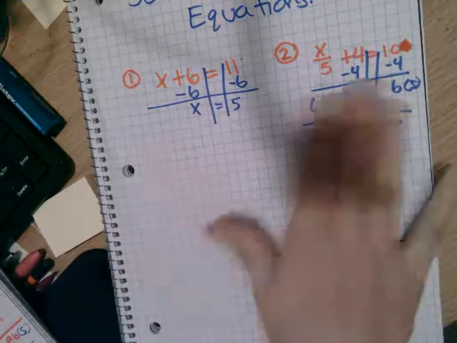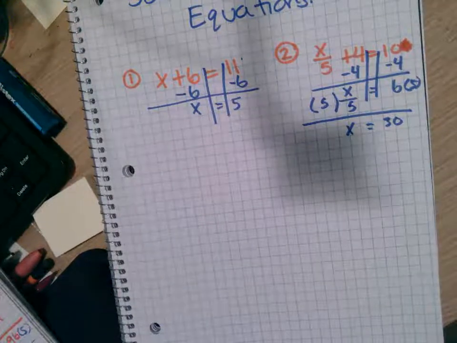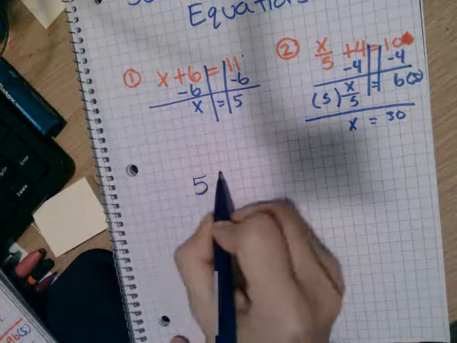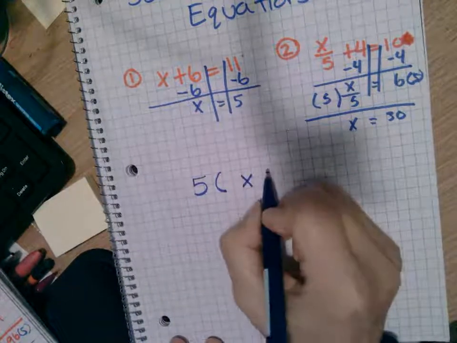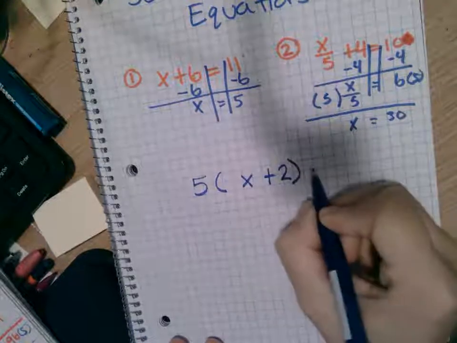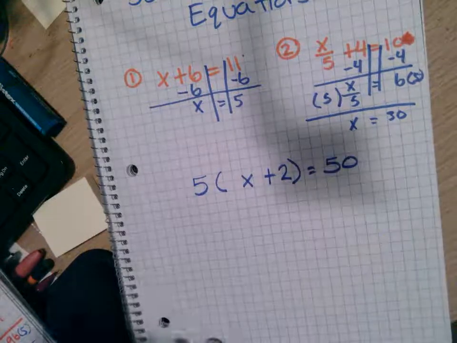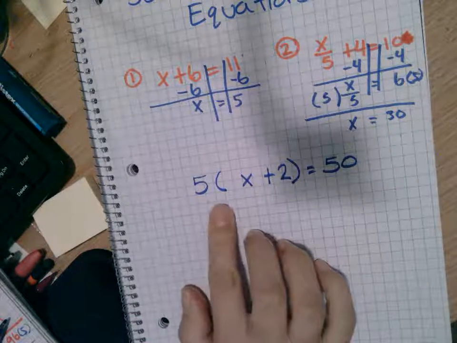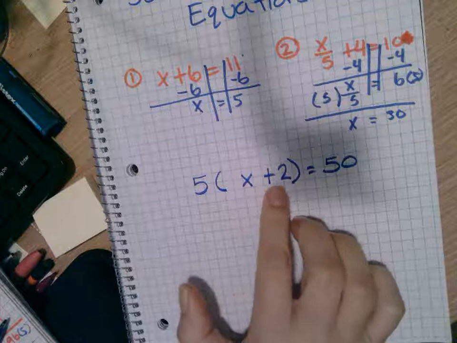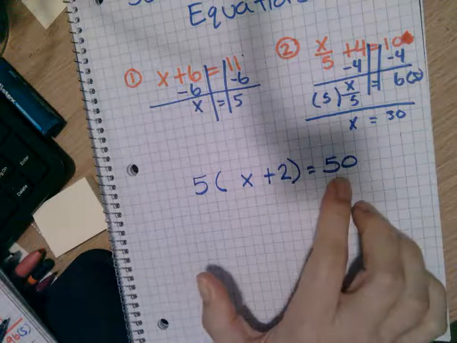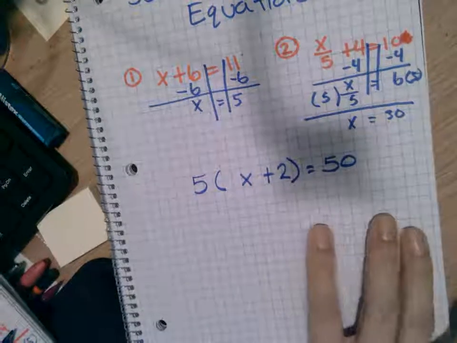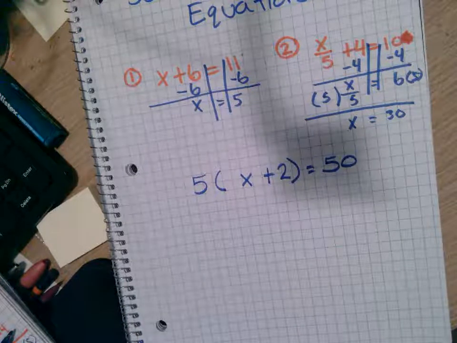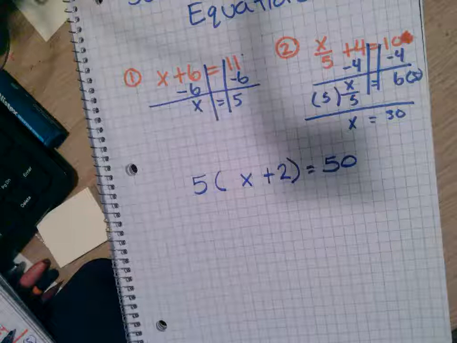All right, so this is what I taught you. Today, I'm going to teach you something new. So, ready or not, here it comes. All right, so everybody, let's write this equation down. This equation says 5 parentheses x plus 2 is equal to 50. So we have parentheses today. How are we going to be dealing with these parentheses? It's super easy.